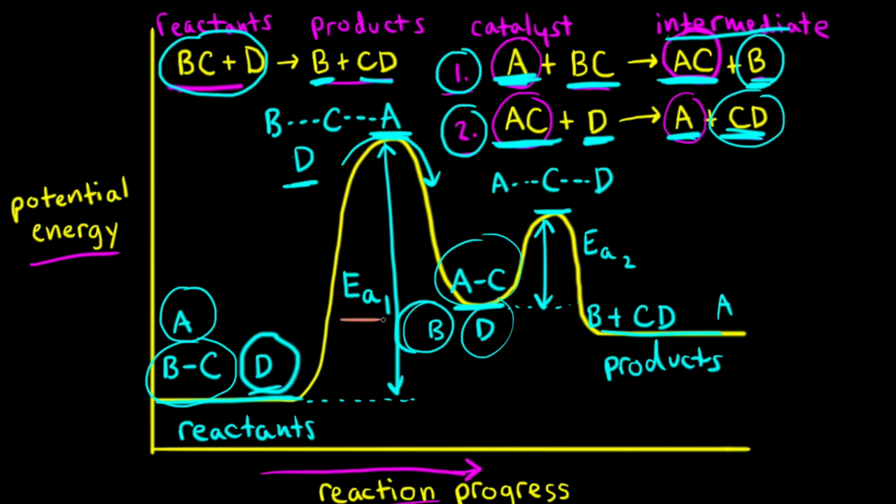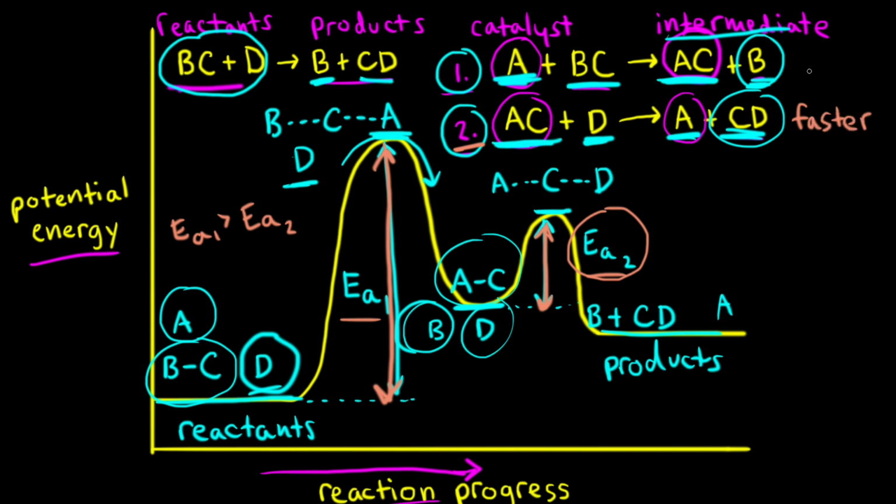Next, let's compare the first activation energy EA1 with the second activation energy EA2. Looking at the energy profile, we can see that EA1 is a much greater activation energy than EA2. So let's write EA1 is greater than EA2. The smaller the activation energy, the faster the reaction. Since there's a smaller activation energy for the second step, it must be the faster of the two. Since the first step has the higher activation energy, the first step must be slow compared to the second step. Since the first step of the mechanism is the slow step, the first step is the rate determining step.